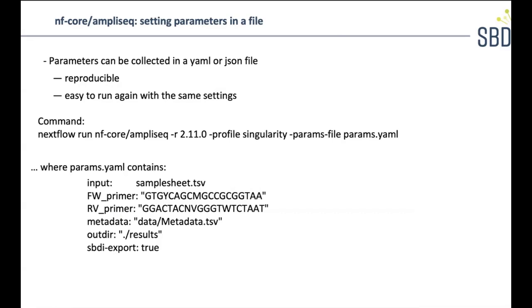So how can a command look? Well, this is an example. nextflow run nf-core/ampliseq, and then you specify the version, unless you just want to use the most recent version. Then you specify a profile, and then you specify this params YAML file. This last file looks something like this. You have the sample sheet, and you have the forward and reverse primers, and if you want, you can specify where you have put the metadata in this TSV file, and then you specify the output directory, and whether you want to make an SBDI export or not.